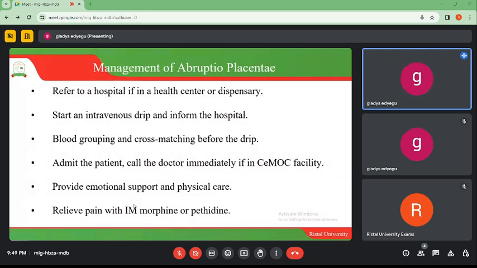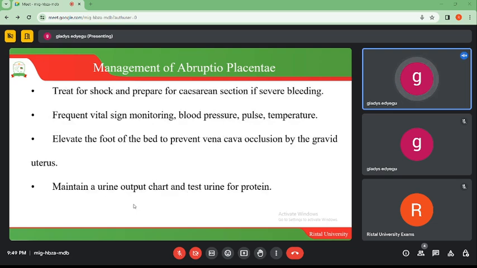Then relieve pain with IM morphine or pethidine. So you have to relieve the pain where possible. Management of abruptio placenta continues, and the other thing you should do is to treat for shock and be ready to give fluids. So you treat for shock and prepare for cesarean section if there is severe bleeding. So manage this shock, manage the mother appropriately. If she has already gotten into shock, see how to handle her so that she will not die, and the baby can also be saved when you manage the mother.